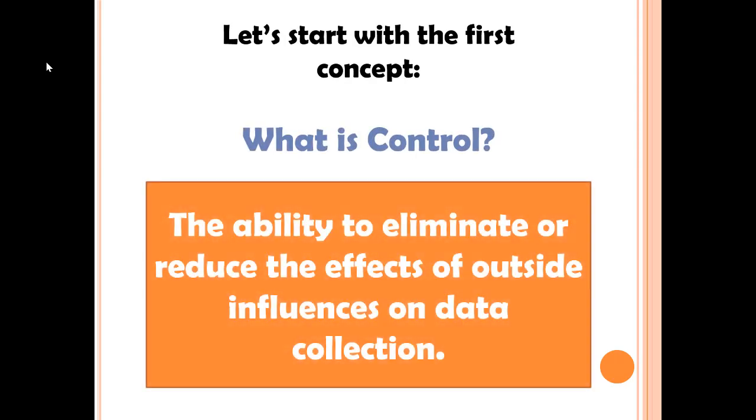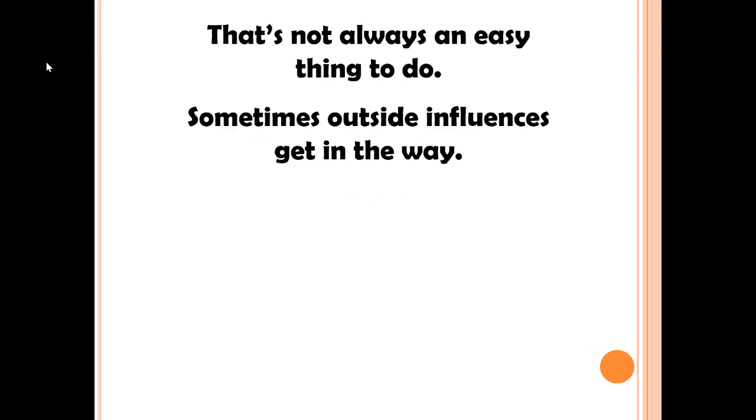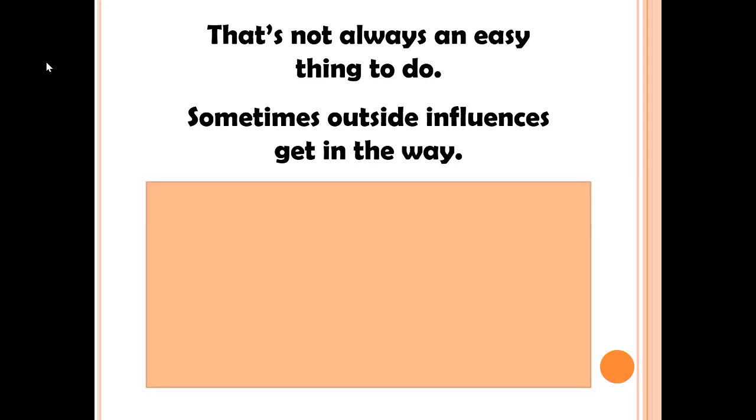Control is the ability to eliminate or reduce the effects of outside influences on data collection. How is that possible? It's definitely not easy, and sometimes outside influences do still get in the way.